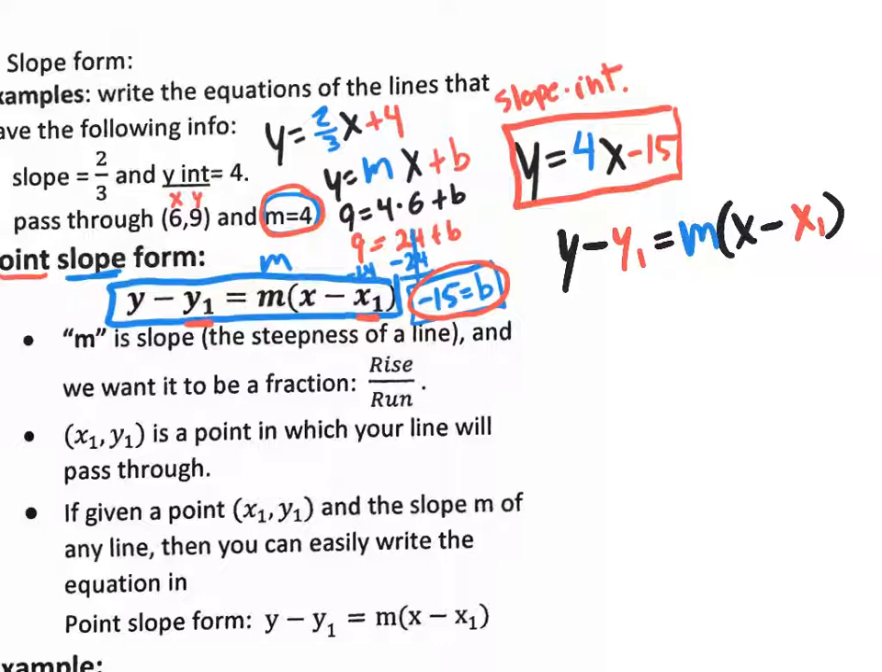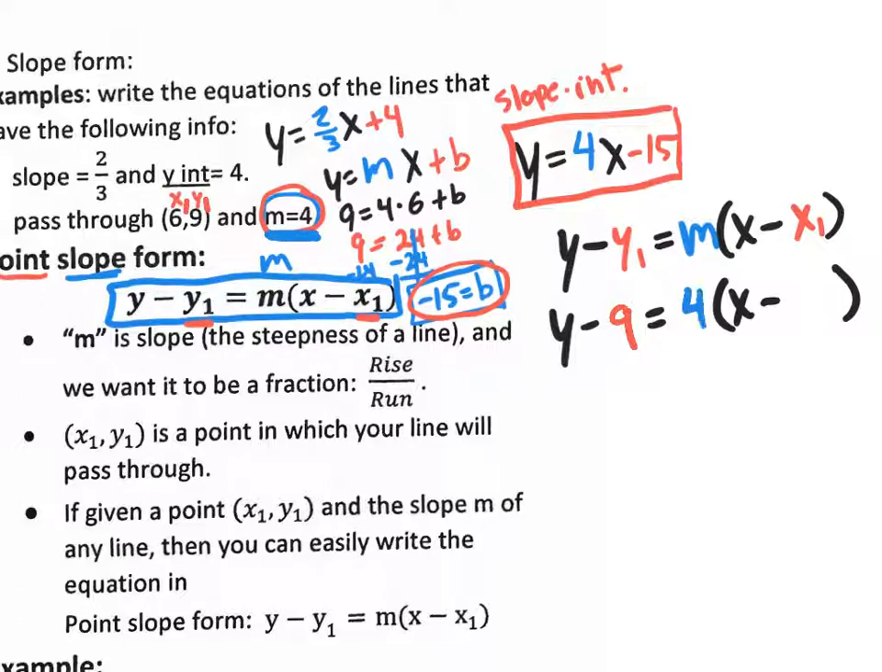So again, I'm going to rewrite it with blank spots. y minus y1 equals m parenthesis x minus x1. Now I'm leaving them with blank spots because I'm going to plug in my x1 and y1 from my coordinate. Again, my coordinate x1 is 6, y1 is 9. So y minus y1, that's going to be y minus 9, equals the m value. The m value is 4.